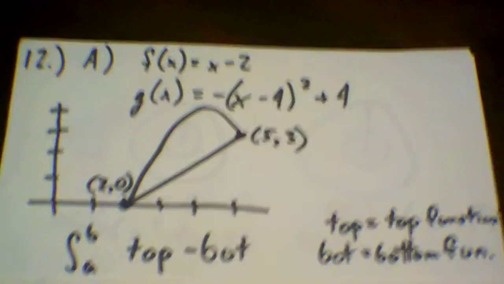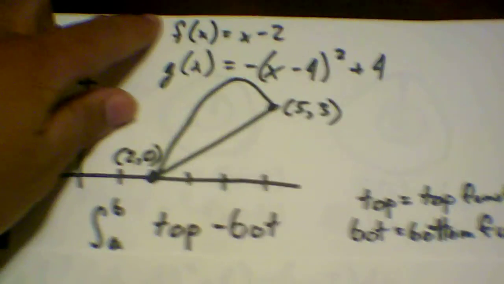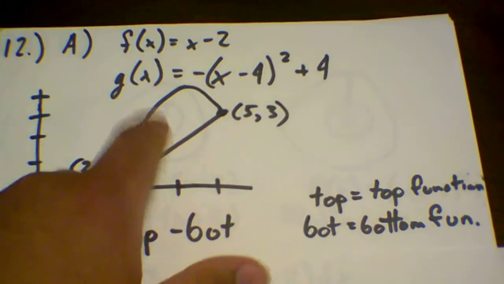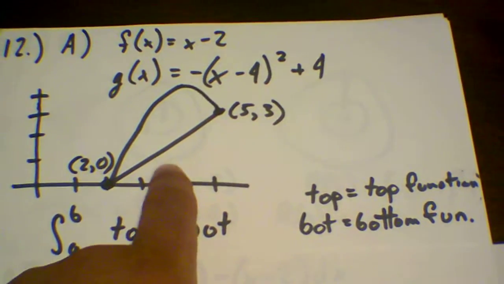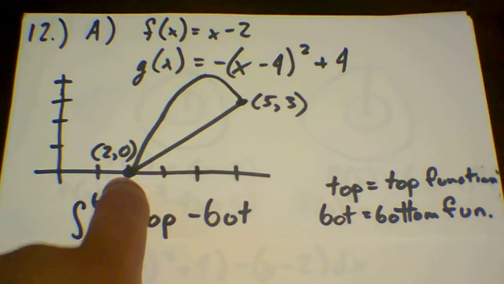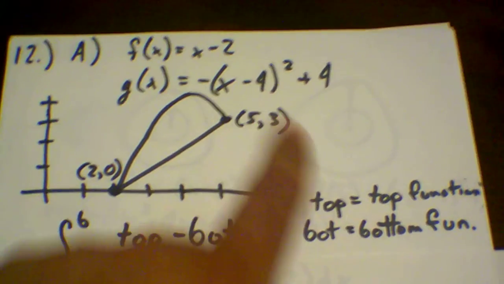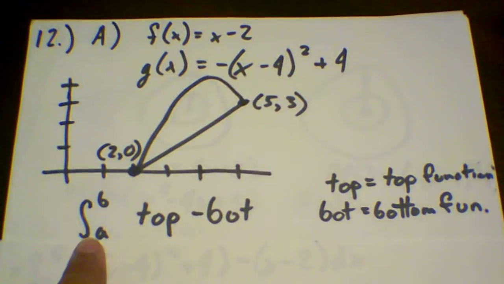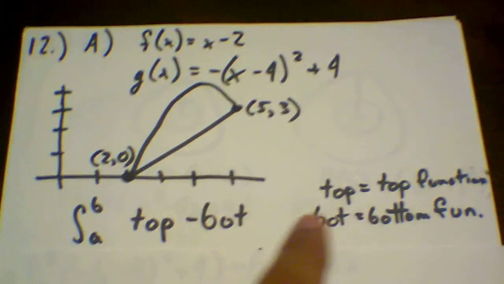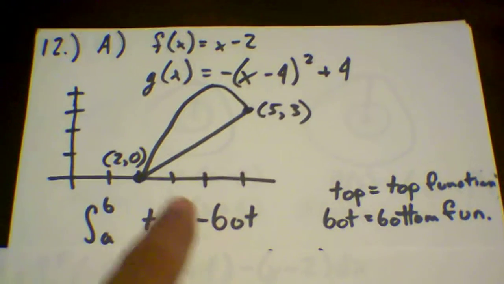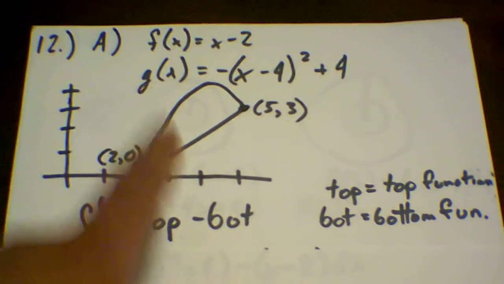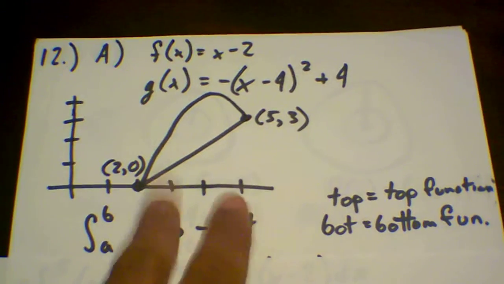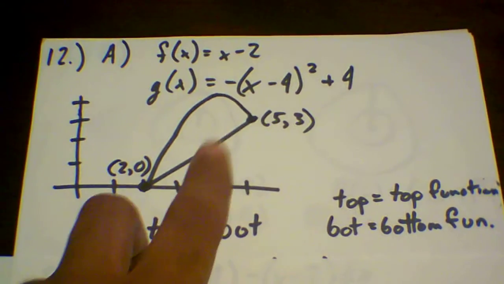Alright, so as you can see, I wrote the equations out, did the sketch. g is on top, f(x) is on the bottom. Points of intersection are (2, 0) and (5, 3). So we're going to plug all this information into our equation right here. So top is the top function, which is g(x), and the bottom is f(x). a and b are x values, so it's going to be 2 and 5.